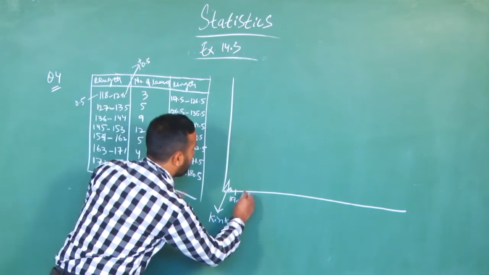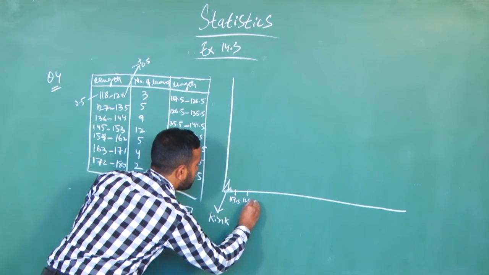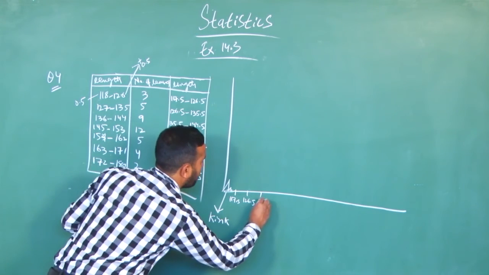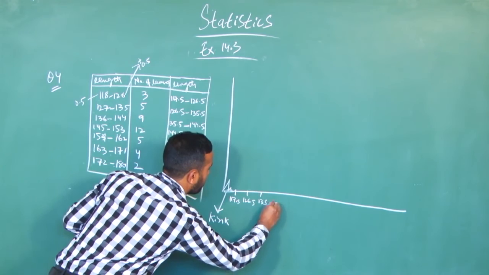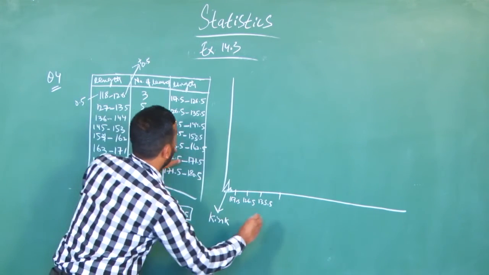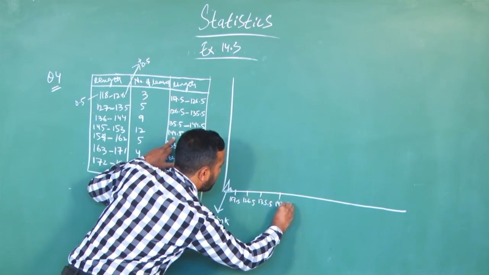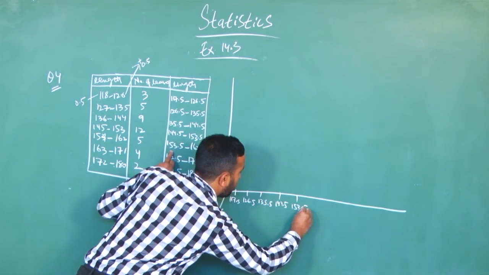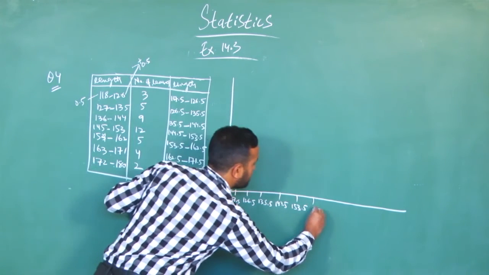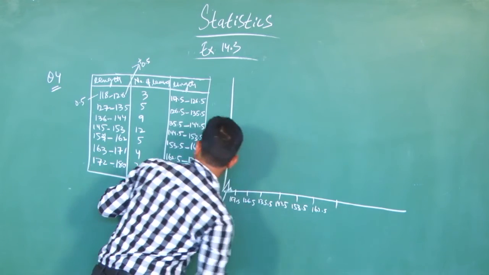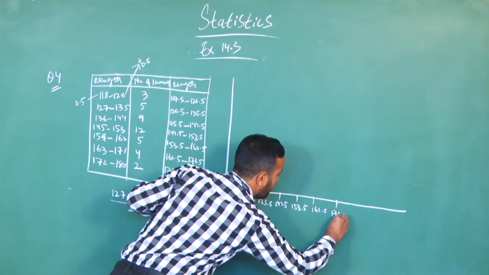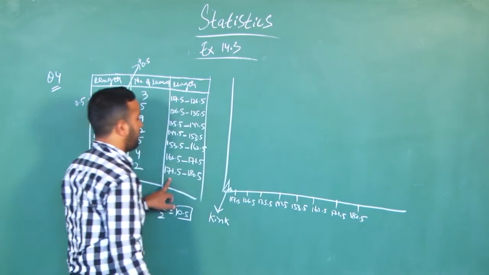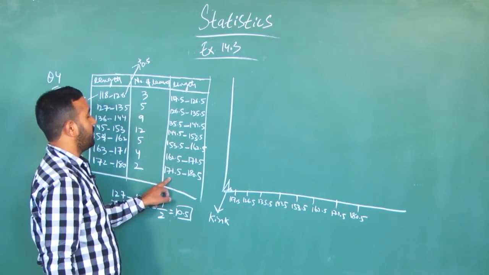Then 126.5, then 135.5, then 144.5, 153.5, 162.5, and then the last ones, 171.5 and 180.5. These are the groups for which we are going to draw the histogram.